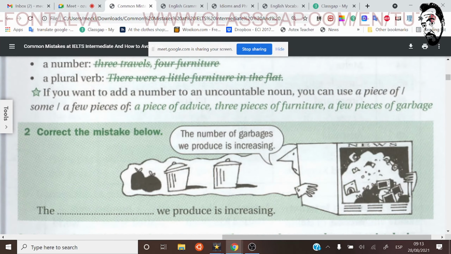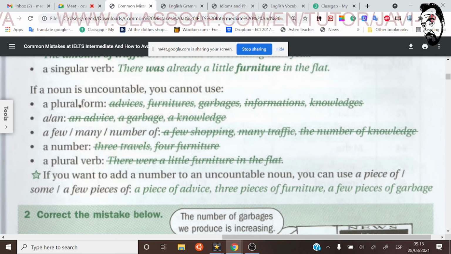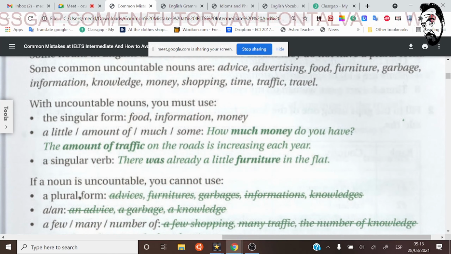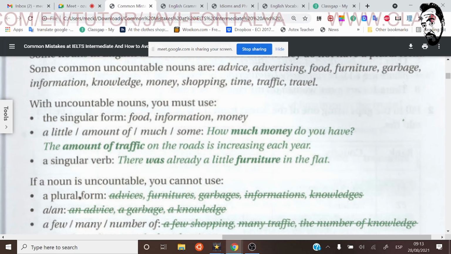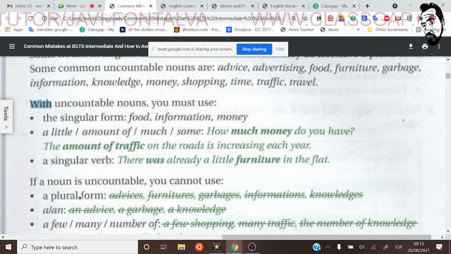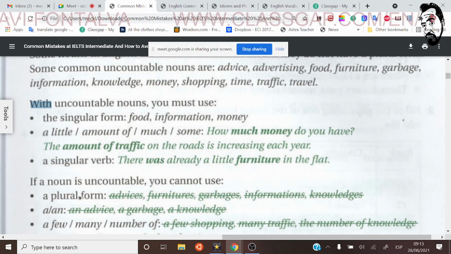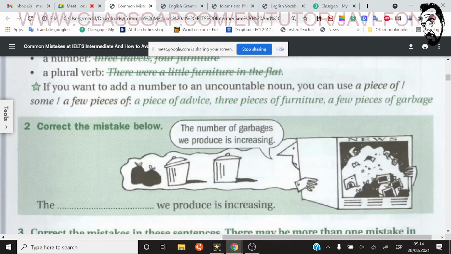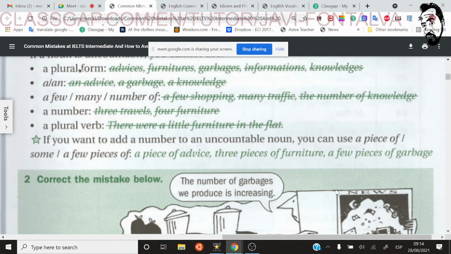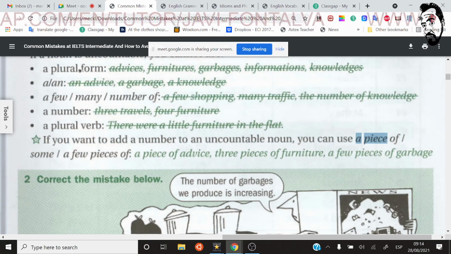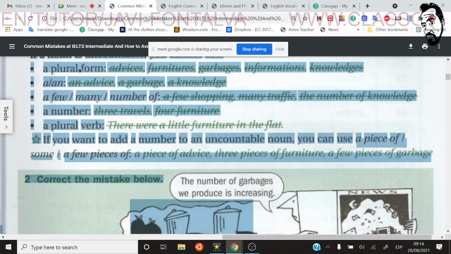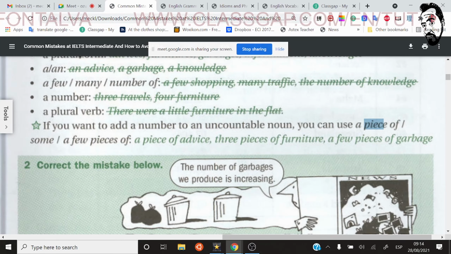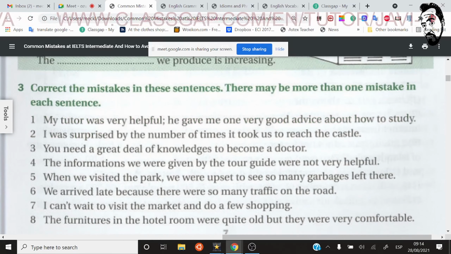Okay, let's go back to this. Can you read this part here? Exactly. Some good advice. This is what you have to say. If you want to use the number, you could use this expression: a piece of advice. It's also possible. So you have two options. Either you say some good advice, or you say a piece of advice.